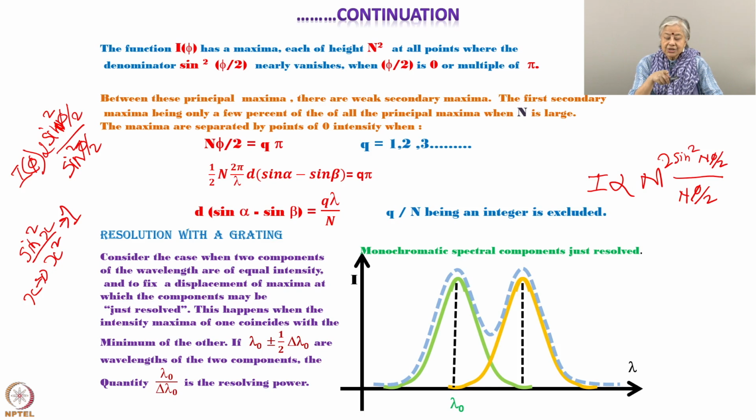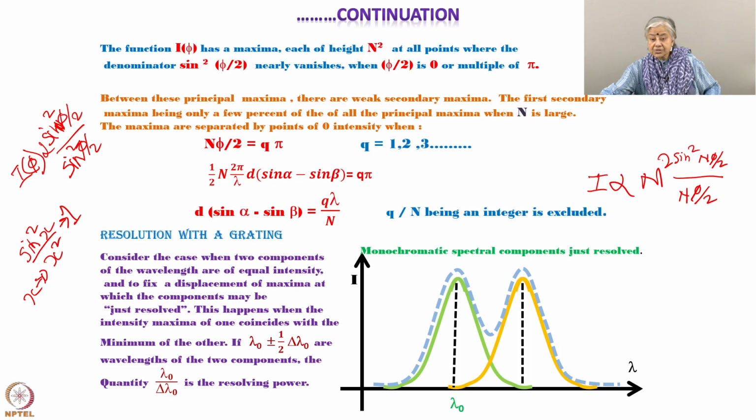Now, at this stage I think I should tell you what is the resolution of a grating. Resolution means, suppose I have two lines or two wavelengths and they are very close to each other, but really with using the grating I want to separate them out. So, how do I know? Mathematically, how do I put it? How do I quantify it?